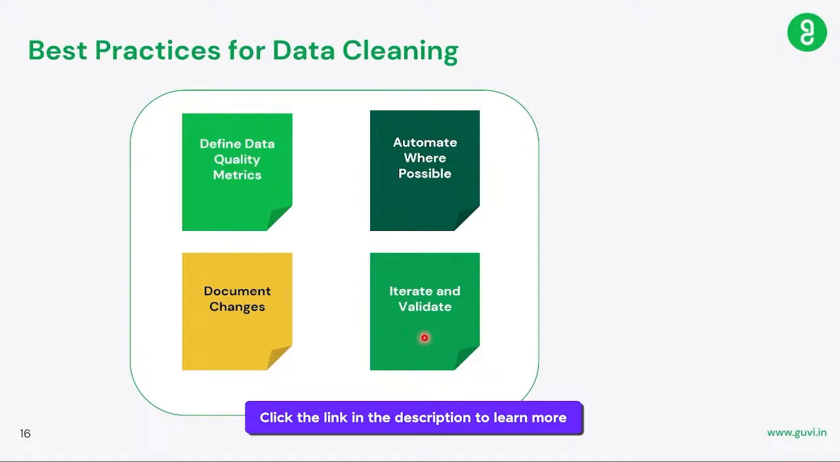So the organization should iterate through the data cleaning process, validating changes and ensuring that the data quality standards are met. This involves conducting thorough validation checks to verify the accuracy, integrity, and completeness of the clean data. Iterative validation allows organizations to identify and address any remaining issues or discrepancies in data, ensuring that it meets the predefined quality standards before proceeding to analysis.